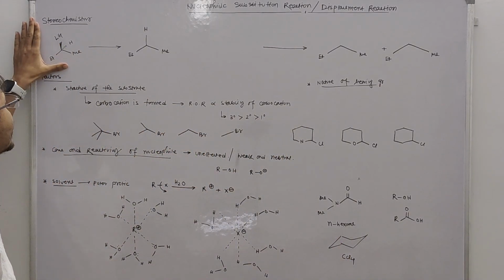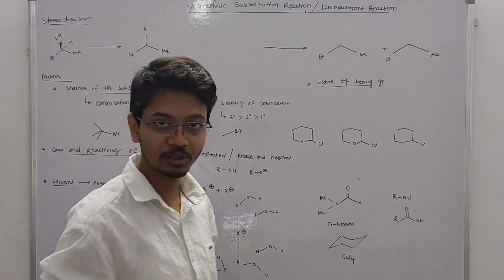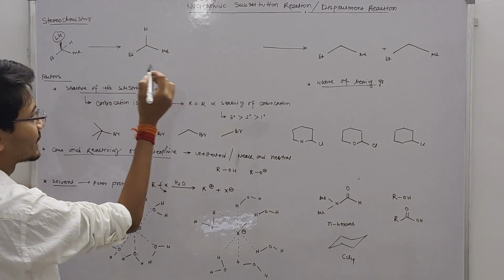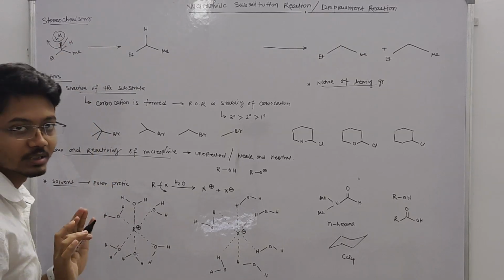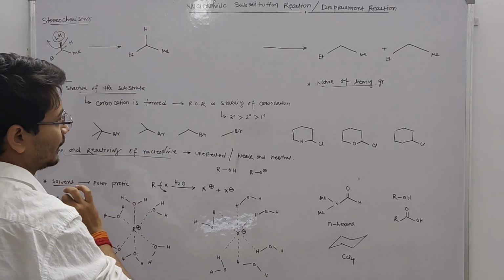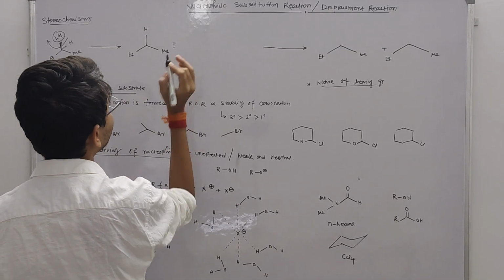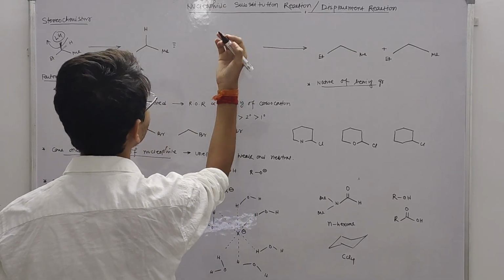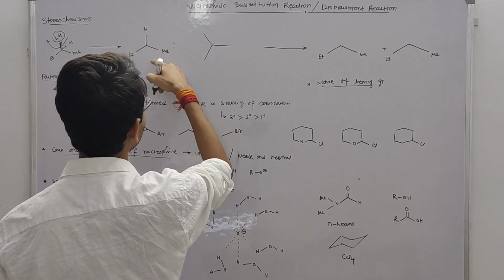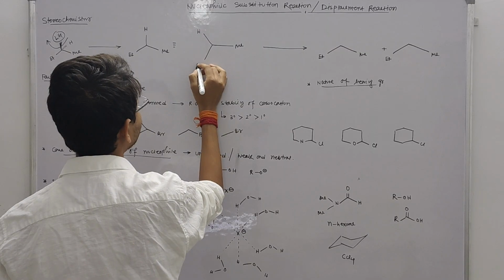So this is the stereochemistry of the SN1 reaction. For example, I have chosen this molecule to explain the stereochemistry. First, the leaving group, which is nothing but X, is removed from the system, and you are generating this carbocation with H, methyl and ethyl. You can represent this in another way: methyl, hydrogen, and this is your ethyl.